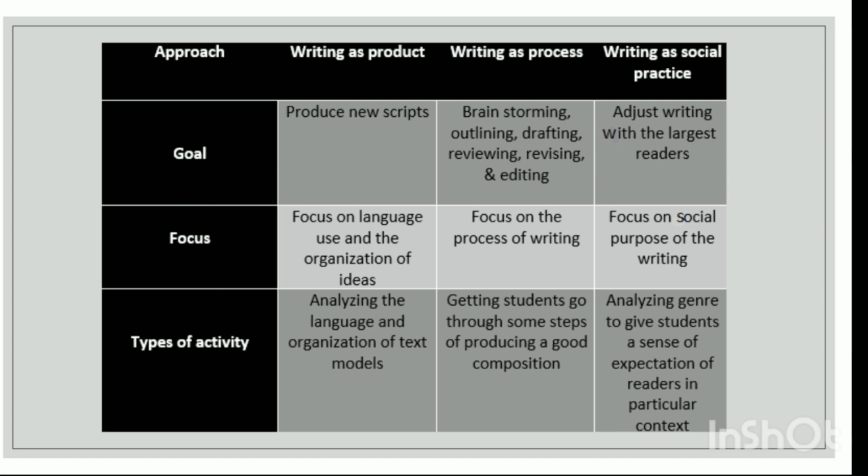And the last, types of activity. In writing as product, we let the students analyze the language and organization of the text model. And in writing as process, we get students go through some steps of producing a good composition. And last, in writing as social practice, we let students analyze the genre to give students a sense of expectation of the readers in particular contexts.